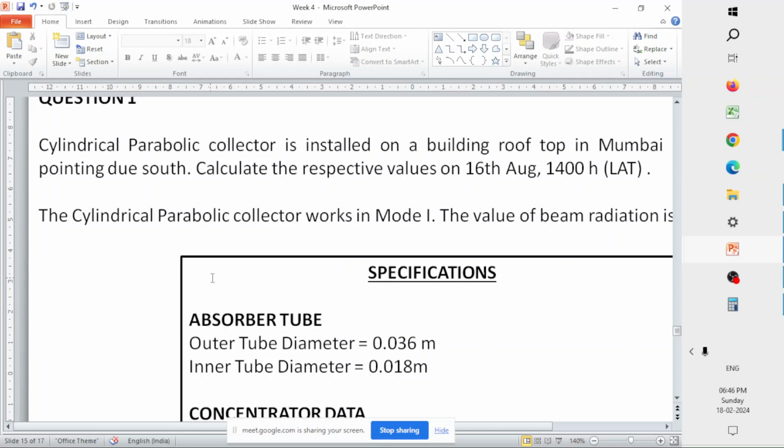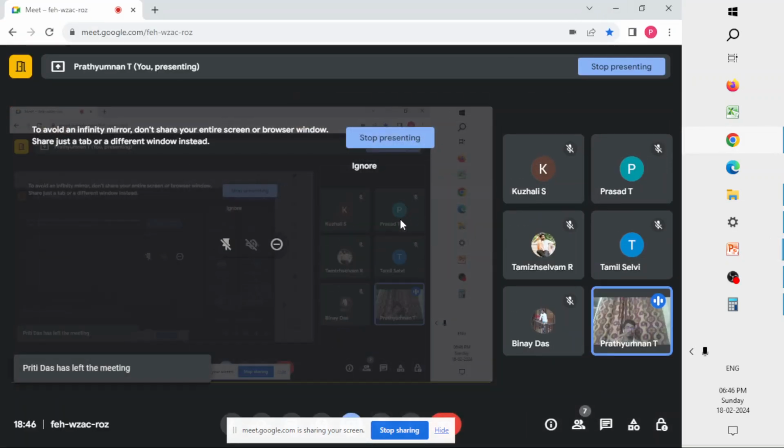It's a non-concentrating type of collector, but the amount of solar radiation absorbed by the surface may not be that high. So in order to harness more solar radiation from the sun, we go for concentrating type collectors. In concentrating collectors, you have different geometric arrangements, like the spherical concentrating type and the cylindrical concentrating type.